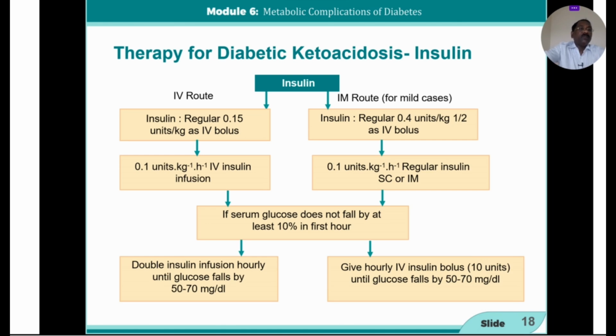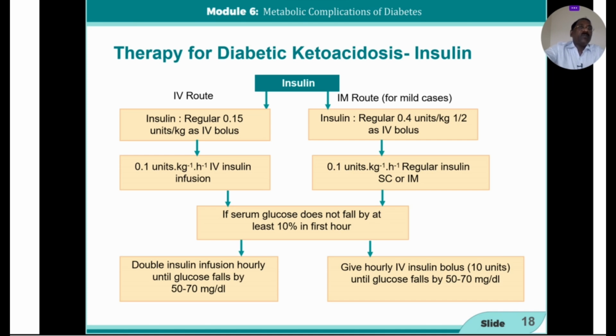So for example, your blood sugar is 500 at this juncture, and the weight of the patient is 80 kgs. So you can give 0.1 unit per kg as an IV bolus. That means 8 units. So 8 units of your regular insulin as an IV bolus and then 8 units as the drip, IV infusion. So 8 units per hour.